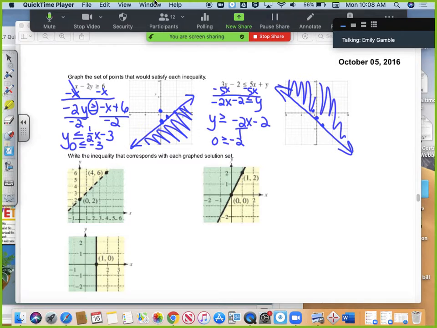Graph your slope and y-intercept. Determine if it is going to be a solid line or a dashed line. Test the point. 0, 0 is the easiest point to test. See which region is the solution region, and then you're done.